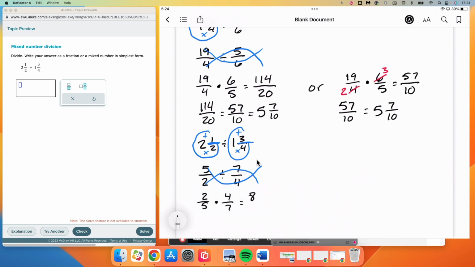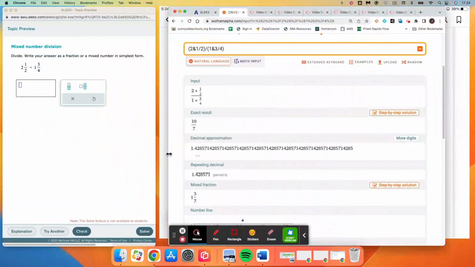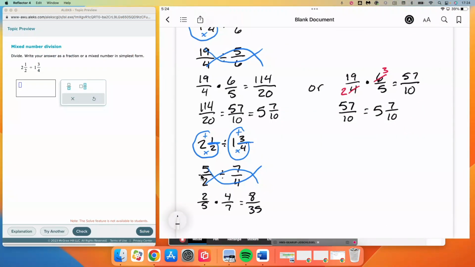2 times 4 is 8. 5 times 7 is 35. Is that what I'm supposed to get here? That's not what I'm supposed to get. What mistake did Schlegel make? 2 times 2 is 4 plus 1 is 5 over 2. 4 times 1 is 4 plus 3 is 7. I accidentally turned over both fractions. Look at that. What a silly mistake to make. Okay, this is why we invented the whoop it, so we don't make that mistake.